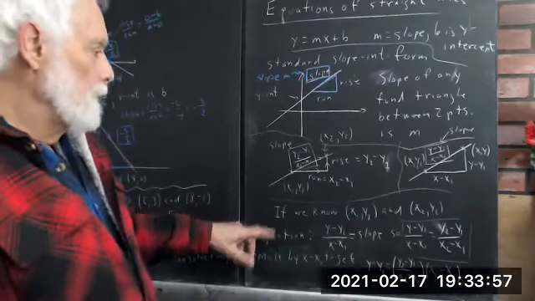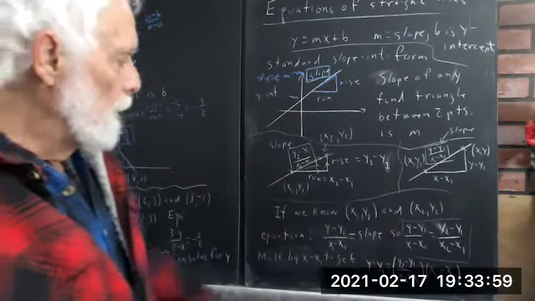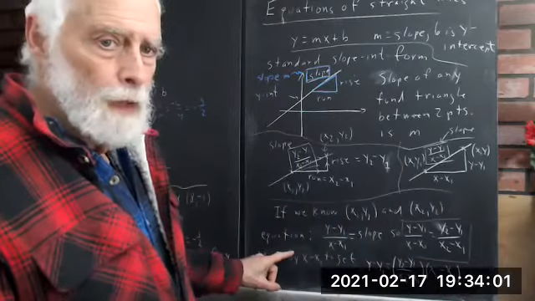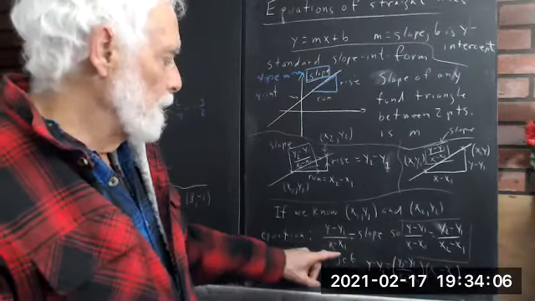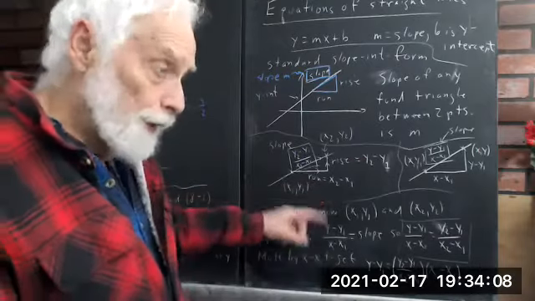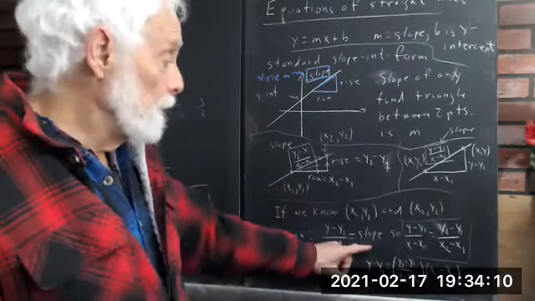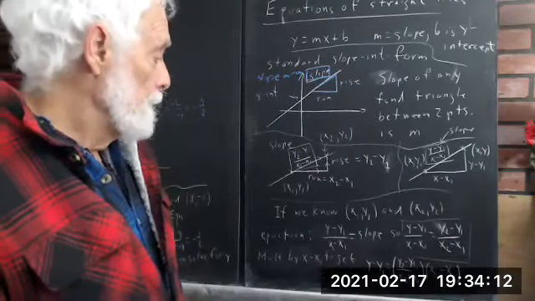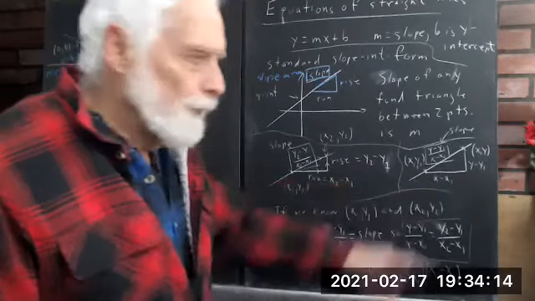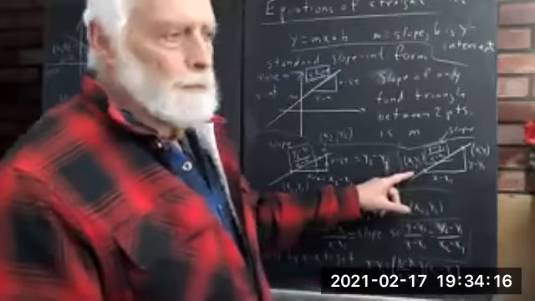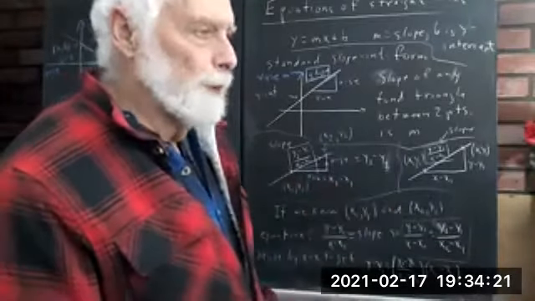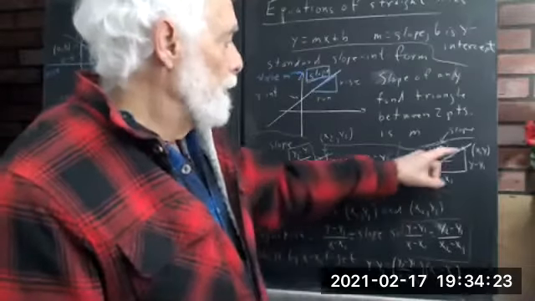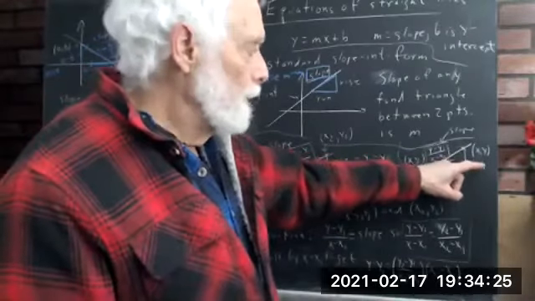Okay, now, if we know x1, y1, and x2, y2, we get the equation: y minus y1 over x minus x1, which is the rise divided by the run, is equal to the slope. And here's another expression for the slope. Take this point x1, y1. We could as well have taken x2, y2, but we'll use x1, y1, and any point xy on the graph.